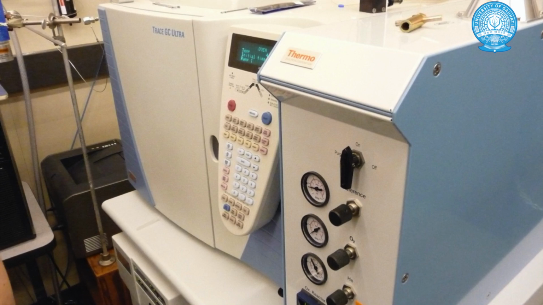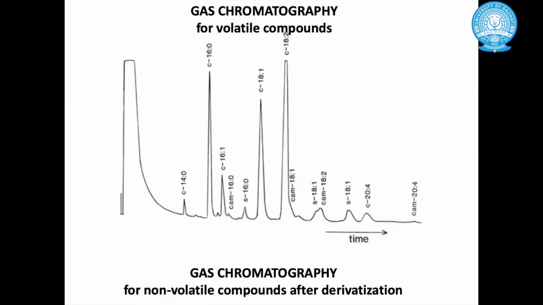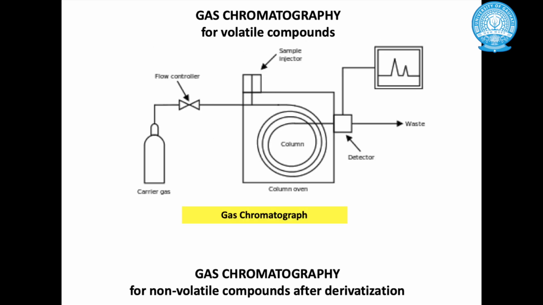So, a gas chromatograph has some components. Among the components, there is a carrier gas tank, there is a flow controller, there is a sample injector, there is a column, and the column is placed in a column oven, and then the column goes to a detector, and from the detector the signal is amplified and visualized on a monitor.